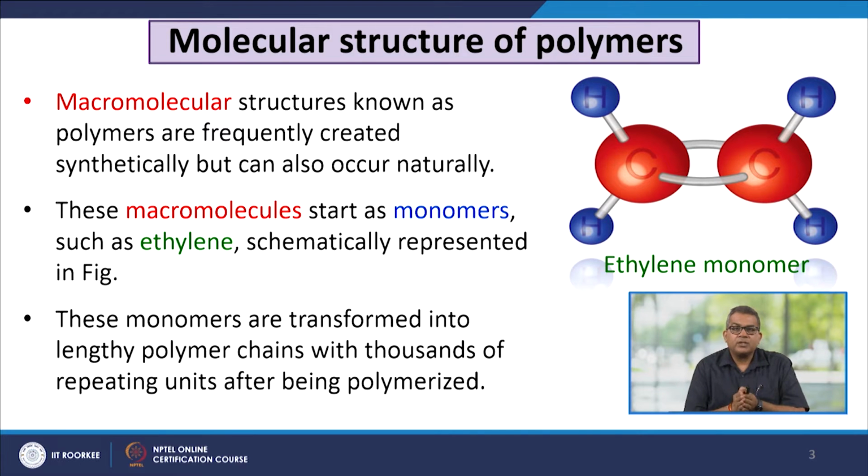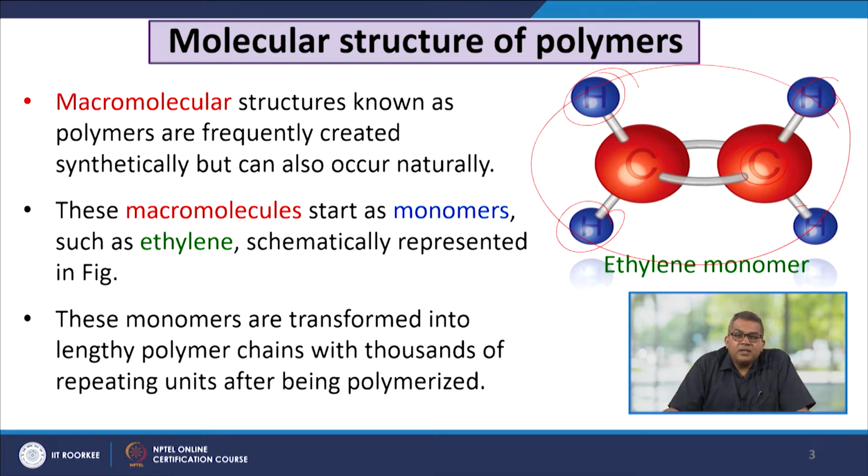The macromolecular structure known as polymer is frequently created synthetically but can also occur naturally. Now these macromolecules start as a monomer like ethylene, which is represented over here like this. These are the carbon bonds and these are the hydrogen. So this is ethylene. These monomers are transformed into lengthy polymer chains with thousands of repeating units after being polymerized. But they must possess some quality through which they can polymerize, like here the double bond or some sort of functional groups. This makes them polymerizable.